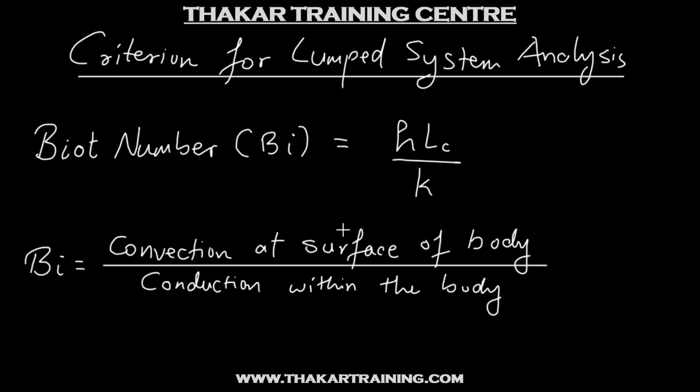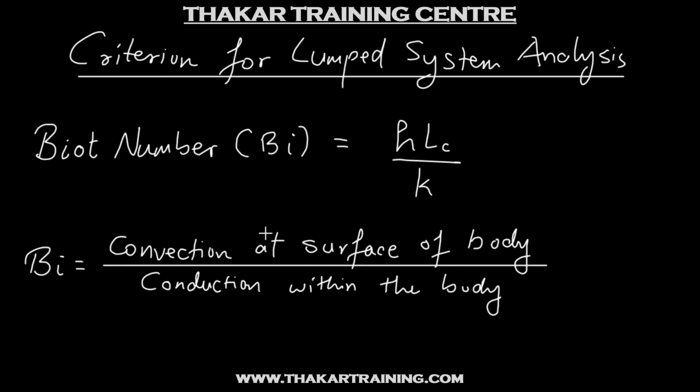So we have now seen the definition of the Biot number. Let's try and understand it further. First, it is the ratio of convection at the surface of the body to the conduction within the body. So let's try and relate this with the example of the copper ball that we discussed earlier. What do you think should be the Biot number for lumped system analysis to be applicable? Whether it should be very high or very low. So just think of it.